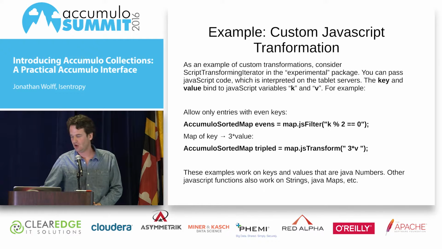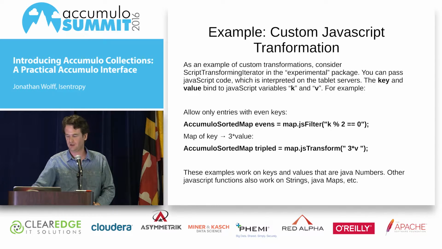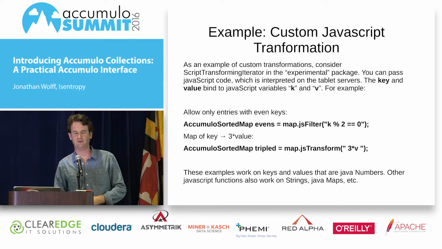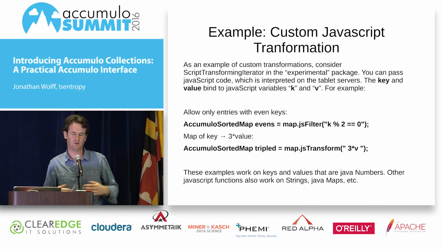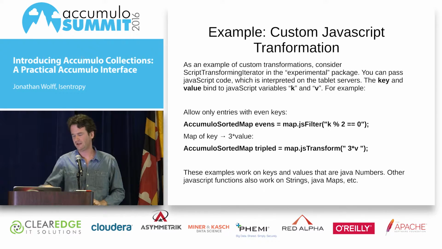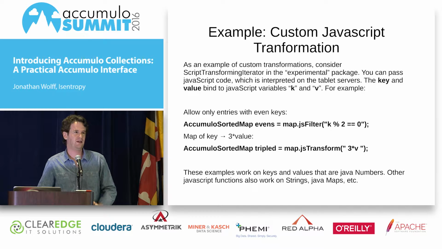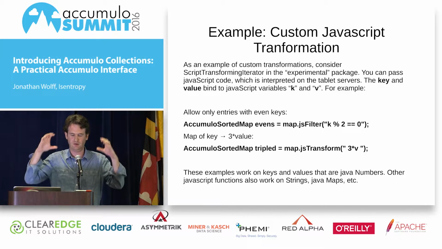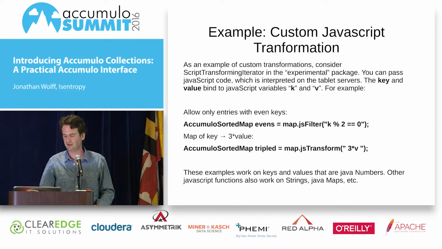So in the first example, you can just do map.jsfilter, and you can specify it looks for the value of the Boolean. The script engine has a way of interpreting Java objects as JavaScript objects. And this works with numbers, strings, as well as Java maps. I don't have an example of that here, but you could have k, and then in brackets, you could fetch an element from a map also in JavaScript.